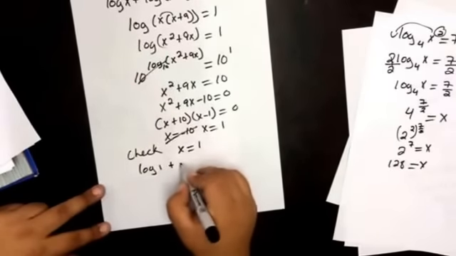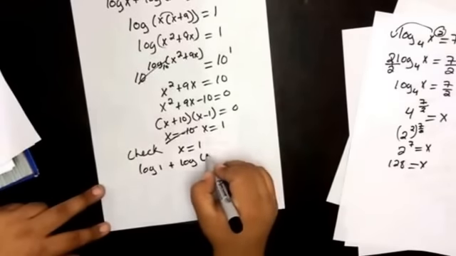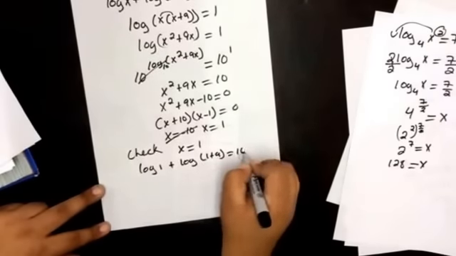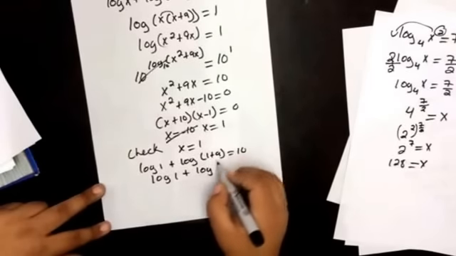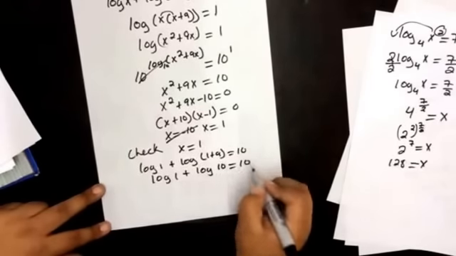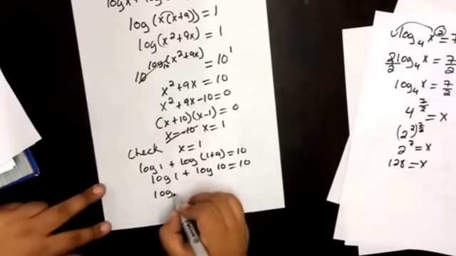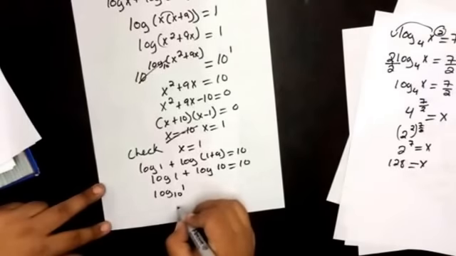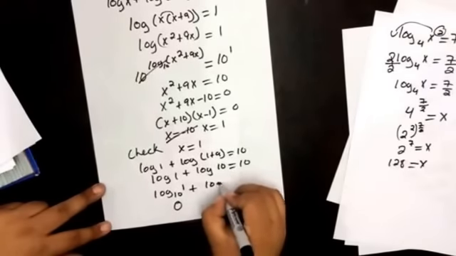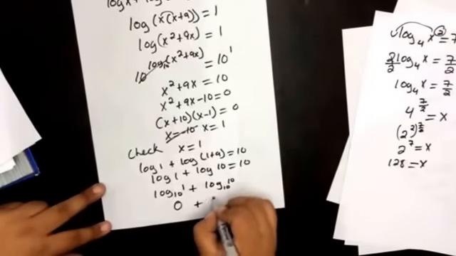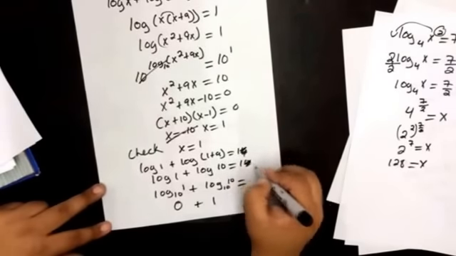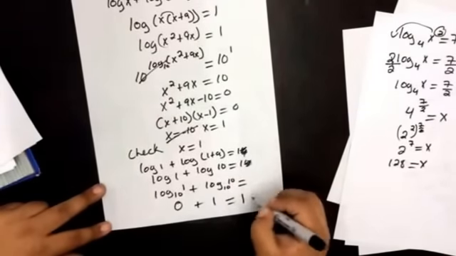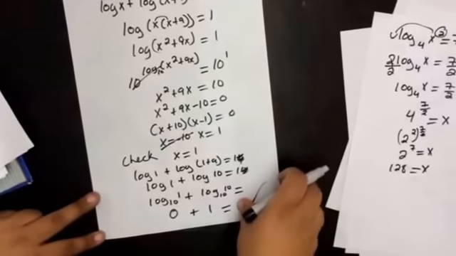Log of 1 plus log of 1 plus 9 equals 1. So log of 1 plus log of 10 equals 1. Log base 10 of 1 is just 0, and log base 10 of 10 is 1. So then it equals 1. 1 equals 1. It's a solution.